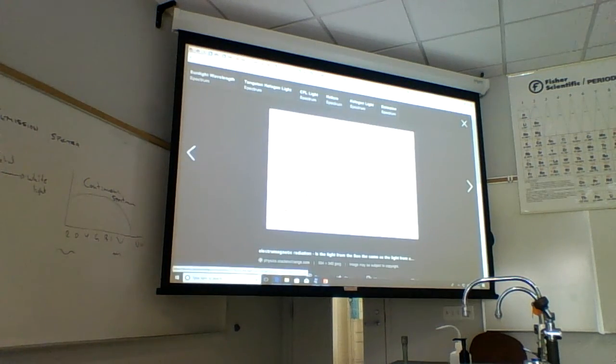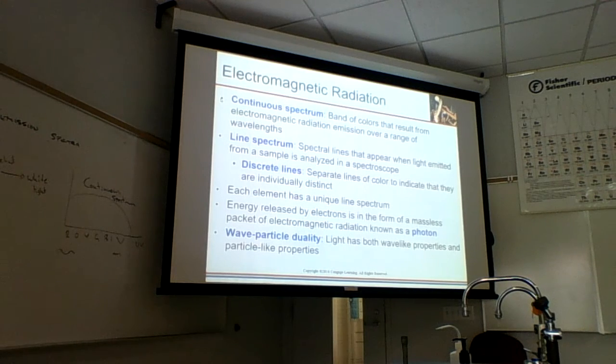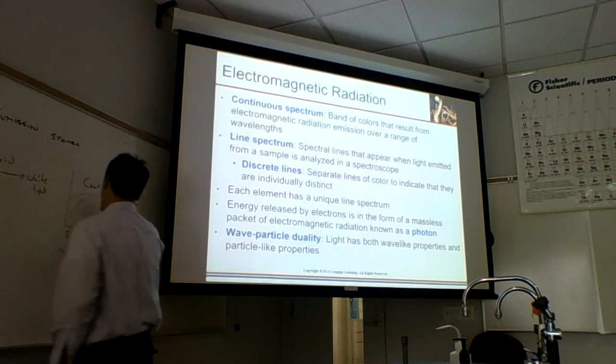So what we have here is this. We have a continuous, this is called a continuous emission spectrum. And that's what we're just looking at, continuous emission spectrum. And that's what we get from a light bulb. A light bulb gives us a continuous spectrum. And the continuous spectrum is going to have all the colors of the rainbow.